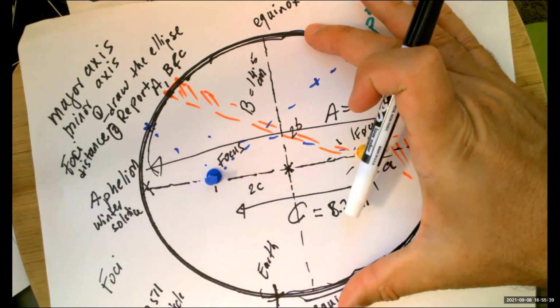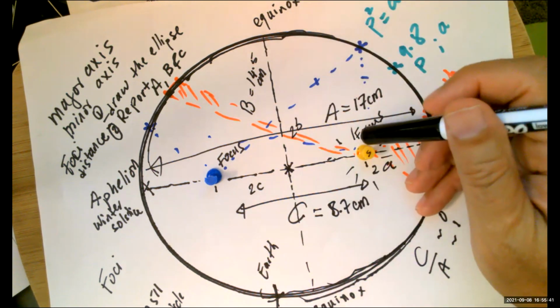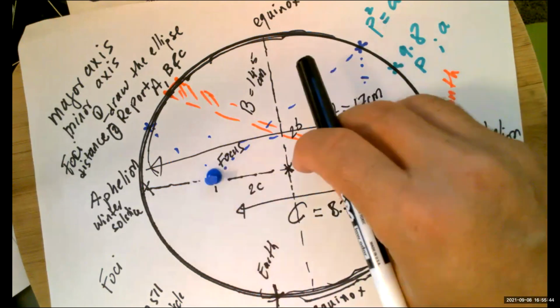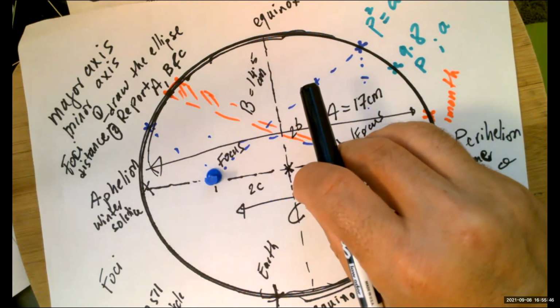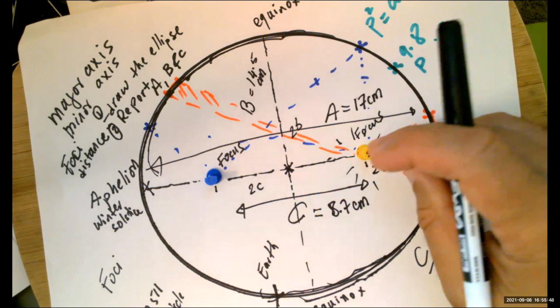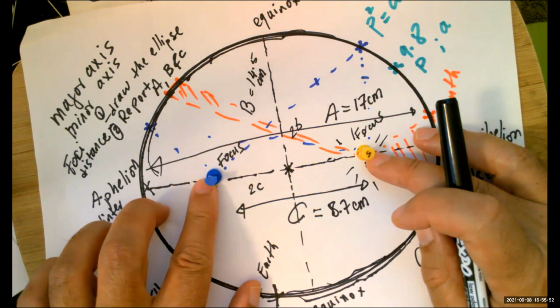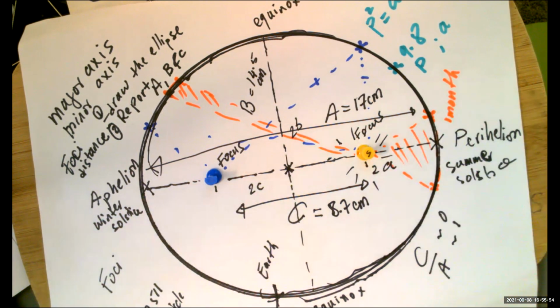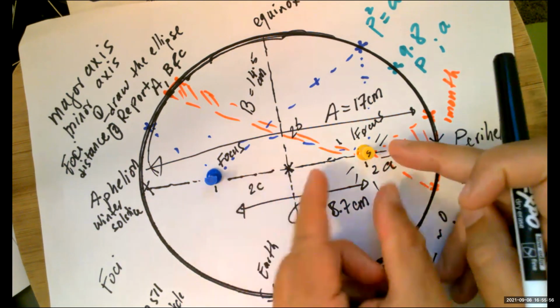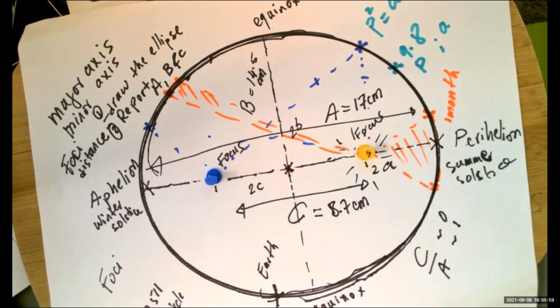This one is exaggerated. If you look at any planet, the 2 focal points are actually inside the sun. So this is exaggerated. I made them very far away, but the distance is very small, so the eccentricity is very small. So most of the paths look very close to circles, and that's what got the confusion with Copernicus.